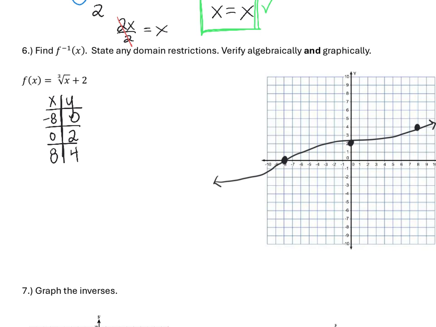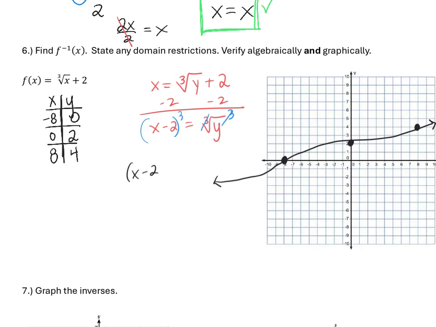So to find the inverse, we're going to switch x and y, and then solve for y. How do I get rid of that cube root? Cube, and you cube both sides. Make sure you cube the whole thing. So our inverse is x minus 2 cubed.